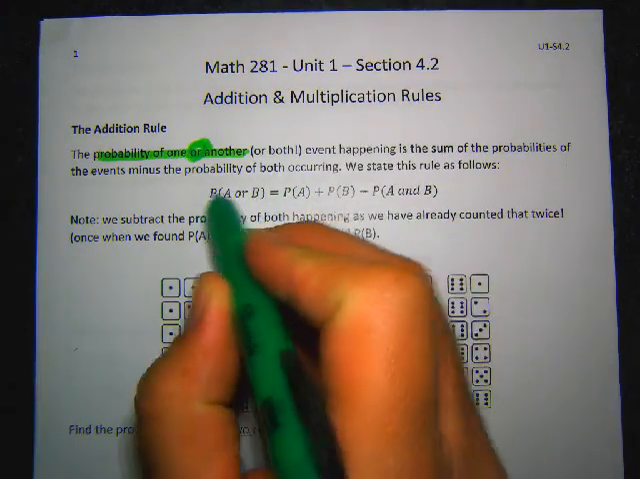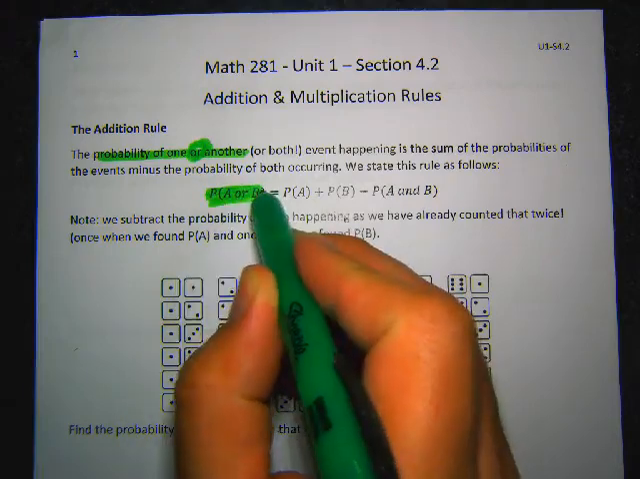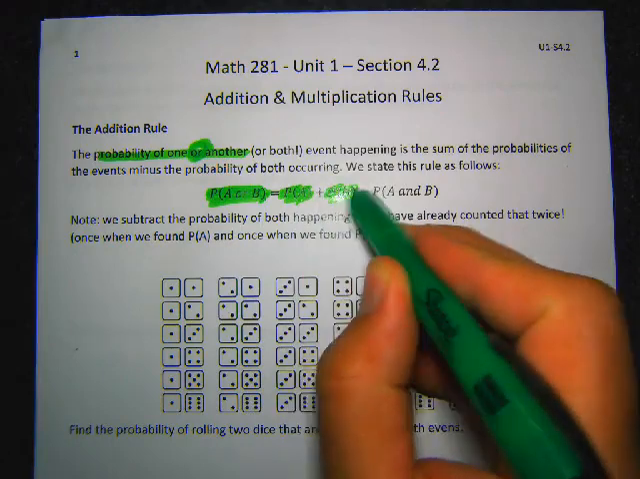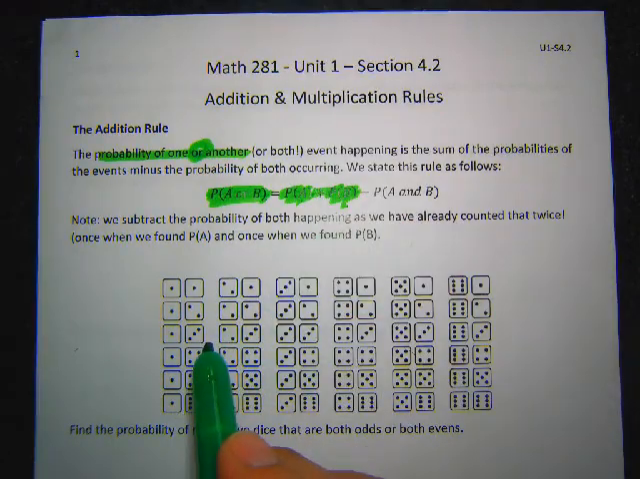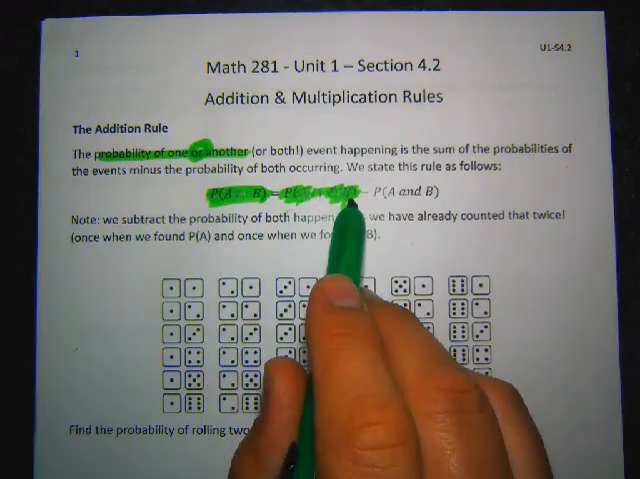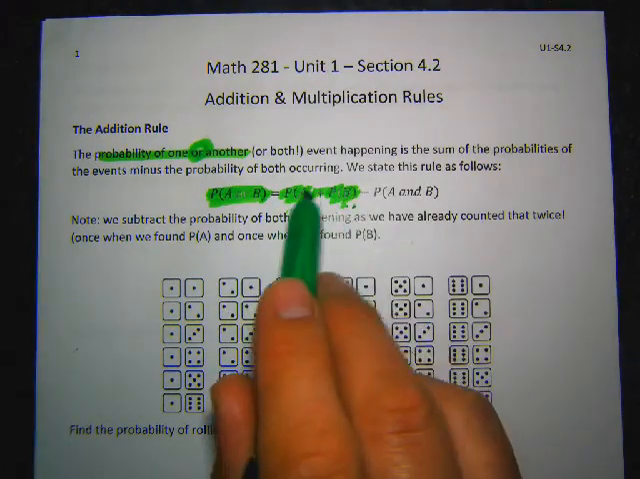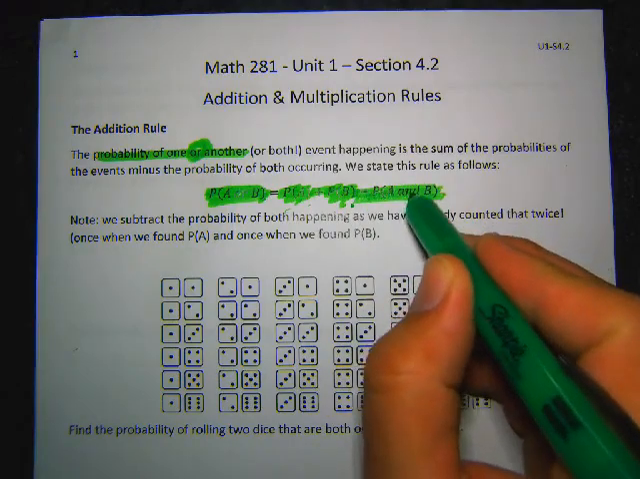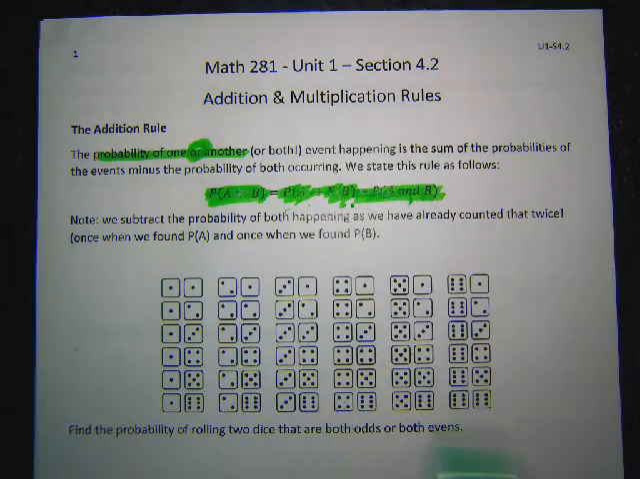The rule is if you want to find the probability of A or B, so we're looking for either one, A or B would both be good. Find the probability of A, find the probability of B, add those together. Now, when you do that, something that's in both sets got counted twice, so we always subtract the probability of something being in both sets. What's the overlap? So that's the idea.